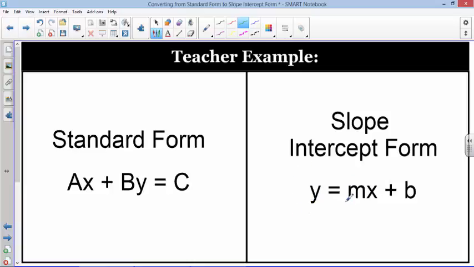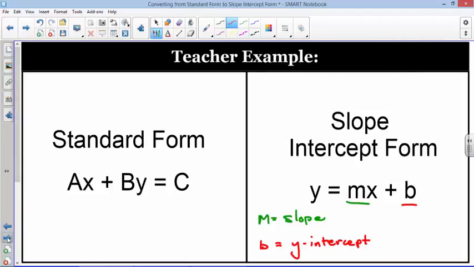Now in our slope-intercept form, our m is our slope, and our b is what we call the y-intercept. So go ahead and put that in your notes as well. M is equal to slope, and b is our y-intercept.